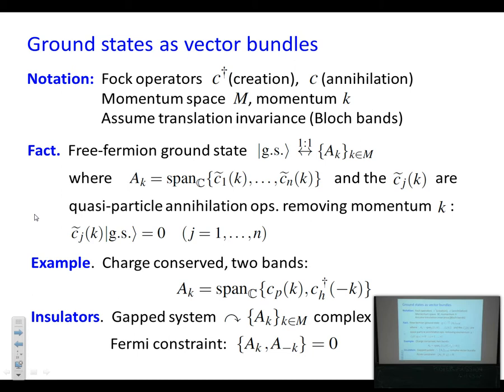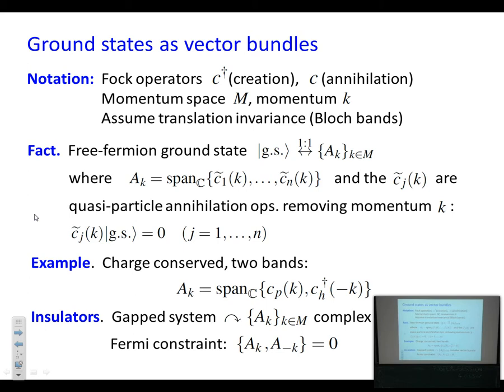When we try to create another particle, the Pauli principle says this is going to be 0 by the antisymmetry or the algebraic structure of Fermi. So that's an example. Now, it's important that this is a story about insulators.